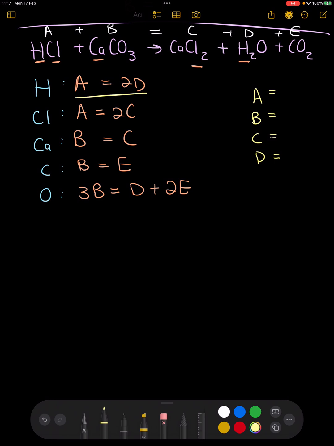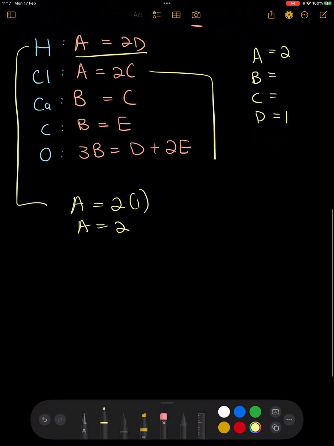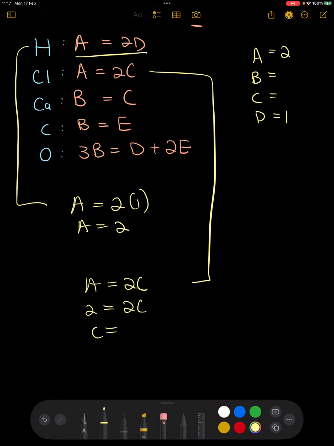So I'm going to again make D 1 because it's got a 2 in front. So let's make D 1. Then we go back to this equation over here, and we're going to say A is equal to 2 times 1, meaning A is equal to 2. Right. Then we go to this equation over here, where I said that A is equal to 2C. We just established that A is equal to 2, meaning that C is equal to 1.